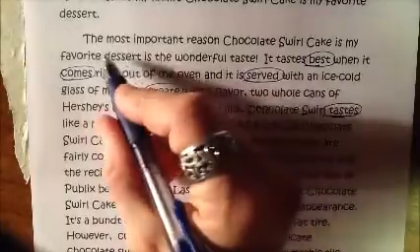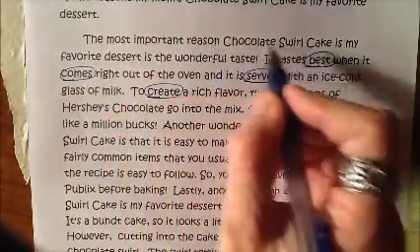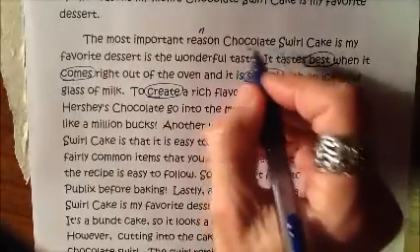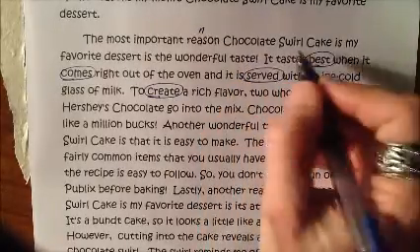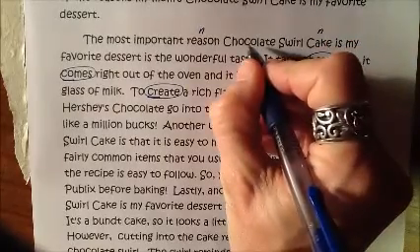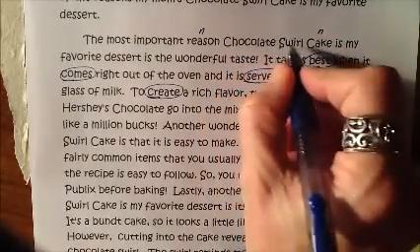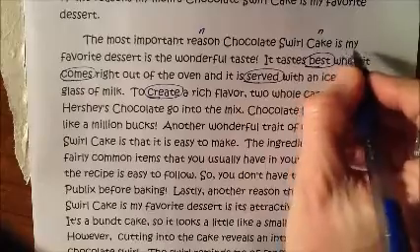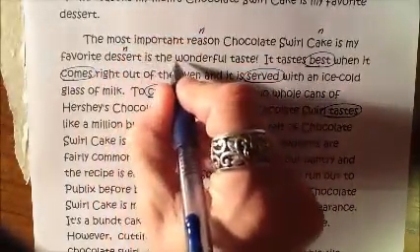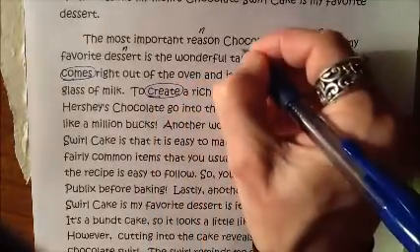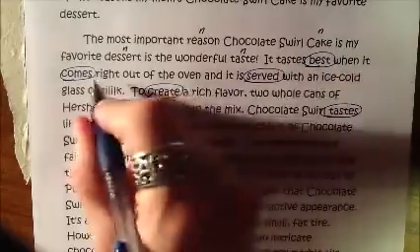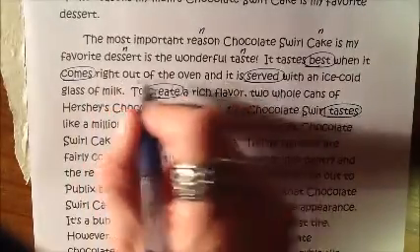So, the most important reason chocolate swirl cake, reason is a thing. I'm going to label it. Chocolate swirl cake is, now cake is definitely a noun. Swirl and chocolate here are not a noun because they're actually describing cake. Is my favorite dessert, dessert is a thing, is the wonderful taste. Well, I've already said taste here is used as a noun.